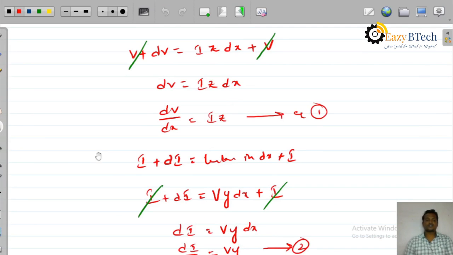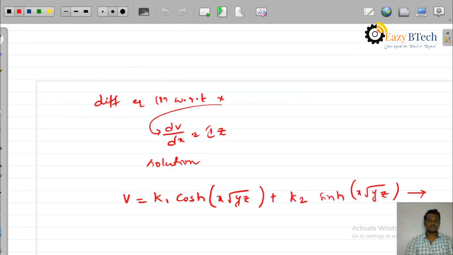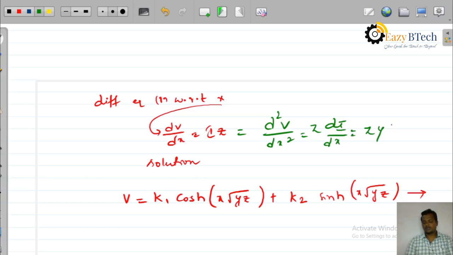This is equation one, this is equation two. Therefore, after differentiating with respect to x, we get d square v by dx square equals z into di by dx. It is z into y into v. Di by dx, already we know, is from equation 2: di by dx equals y into v. Substitute here. This is equation 3.